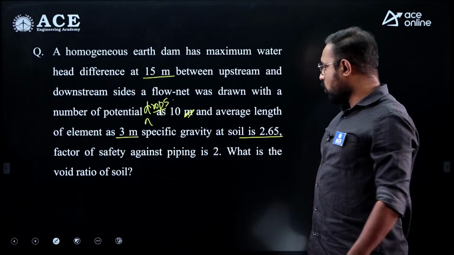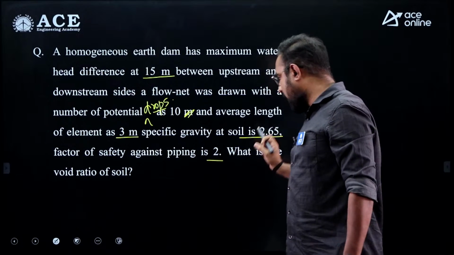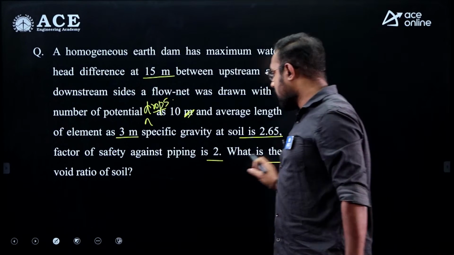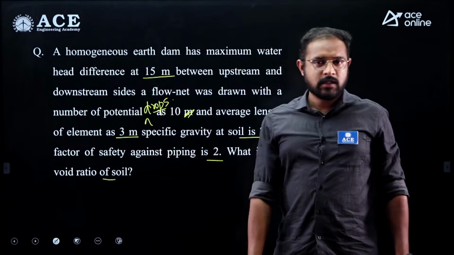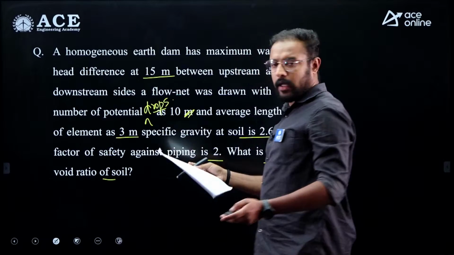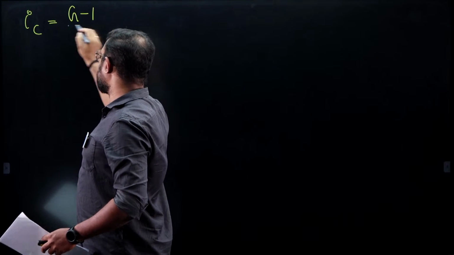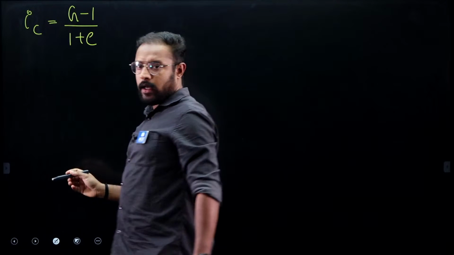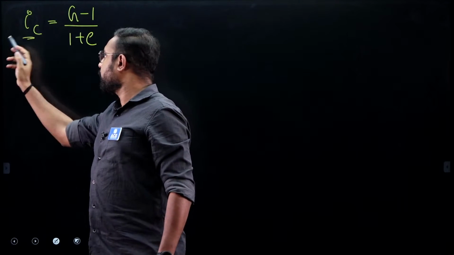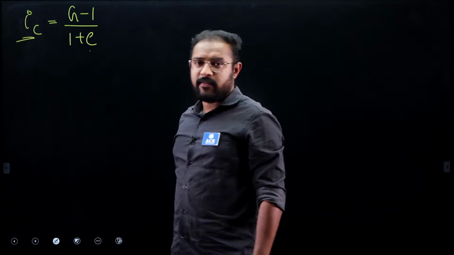Specific gravity of the soil is 2.65, factor of safety against piping is 2. What is the void ratio of the soil? So they are asking you for the void ratio here. Now please remember, when it comes to critical gradient and piping, factor of safety, we know that IC is equal to (G minus 1) divided by (1 plus e). So if you know the IC value, you can get the e value.